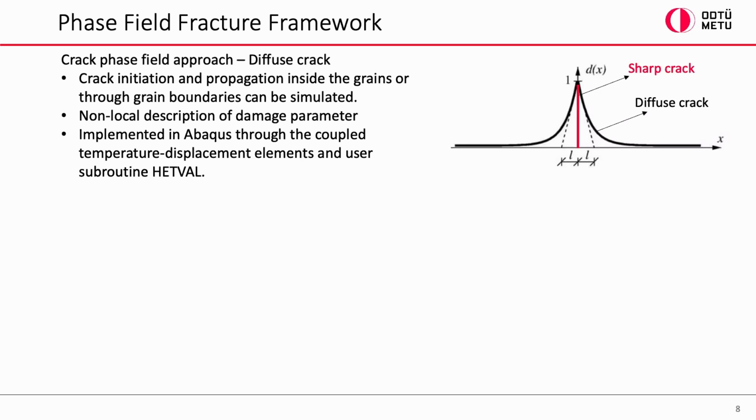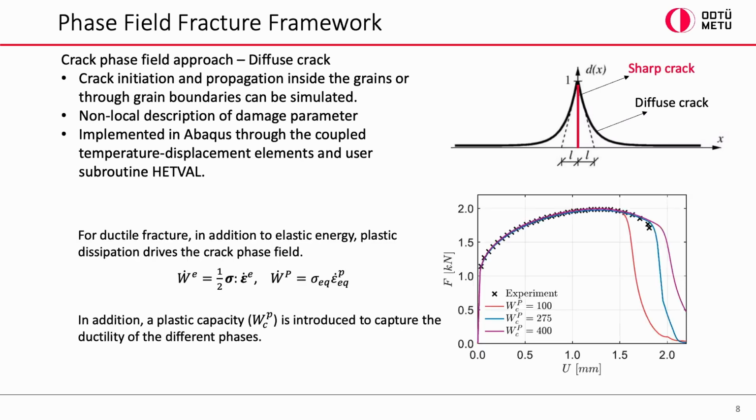So we implemented this model in Abaqus through coupled temperature displacement elements. Here, the temperature is used for the phase field interchangeably, because we are defining the heat generation to solve the phase field equation. Which is very convenient, because then you can use all the inbuilt features of Abaqus.